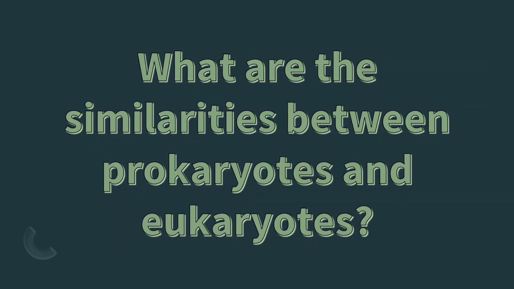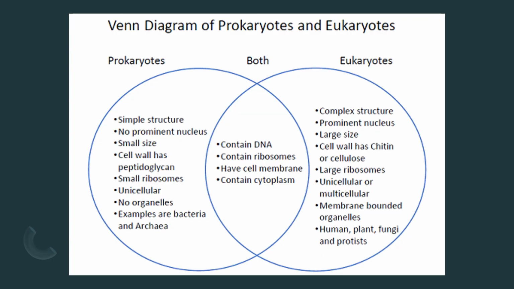Now, the question is, aside from the fact that they have very different structures and also means of reproduction, are there any similarities between prokaryotes and eukaryotes? This is a Venn diagram showing you the similarities and also the differences between prokaryotes and eukaryotes. Apart from all the differences that I have mentioned earlier, it's also important to note that they are similar because they both contain DNA, they both contain ribosomes, they both have cell membranes, and they both have cytoplasm.